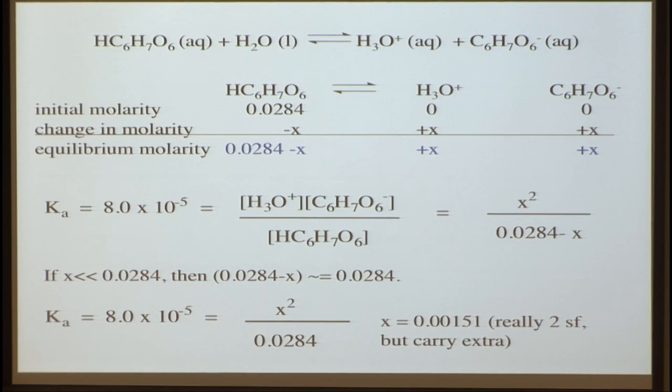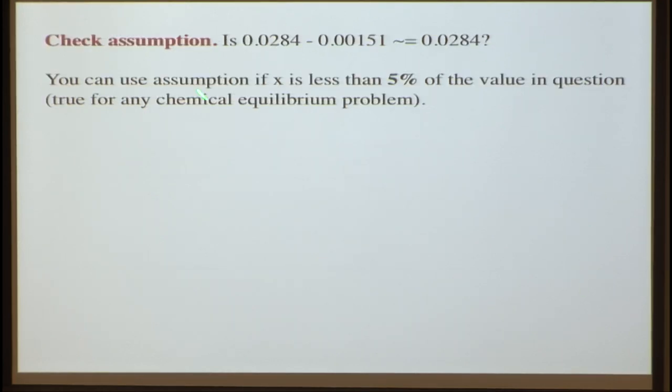And x in that case is 0.00151, but really with two significant figures, our Ka is just 2. Now we can check the assumption. We're going to check the assumption that this is in fact small, and if it's less than 5%, then we can use that.